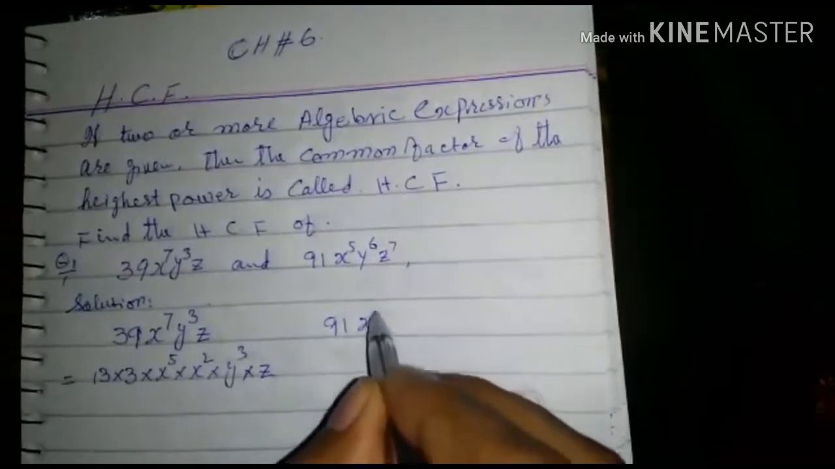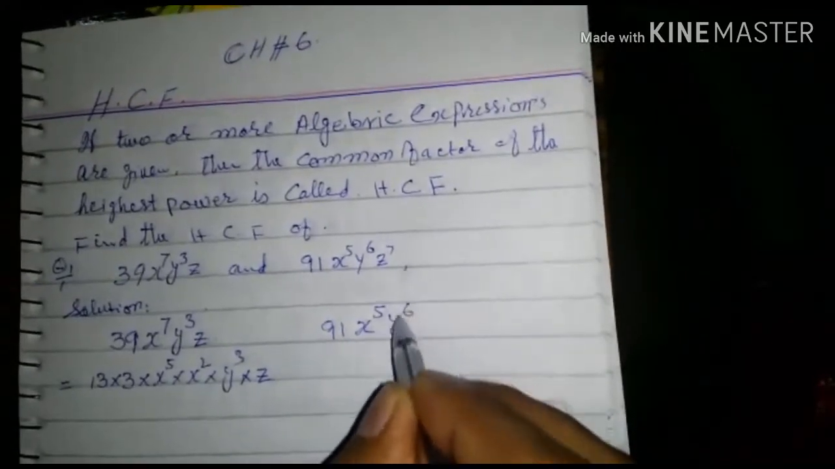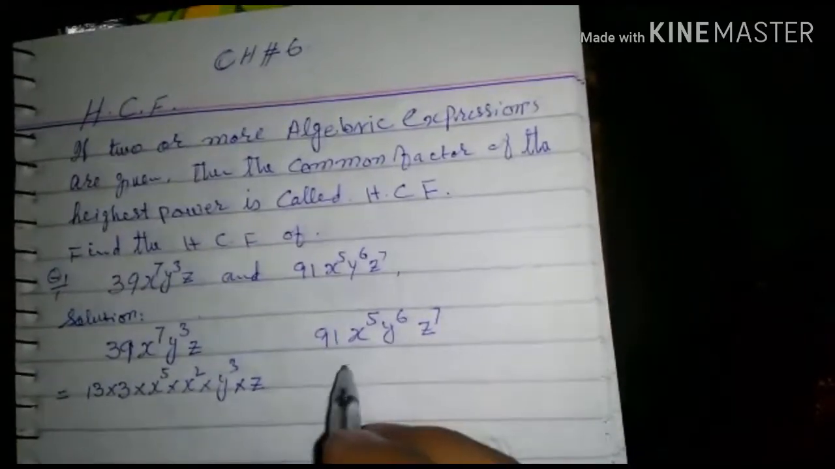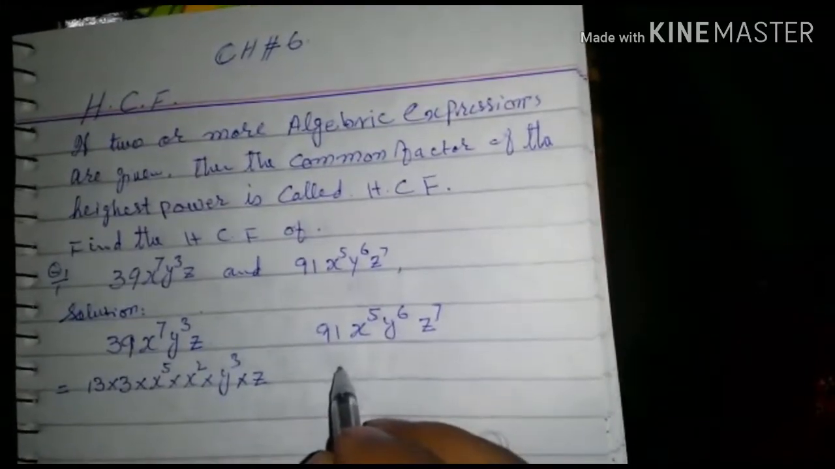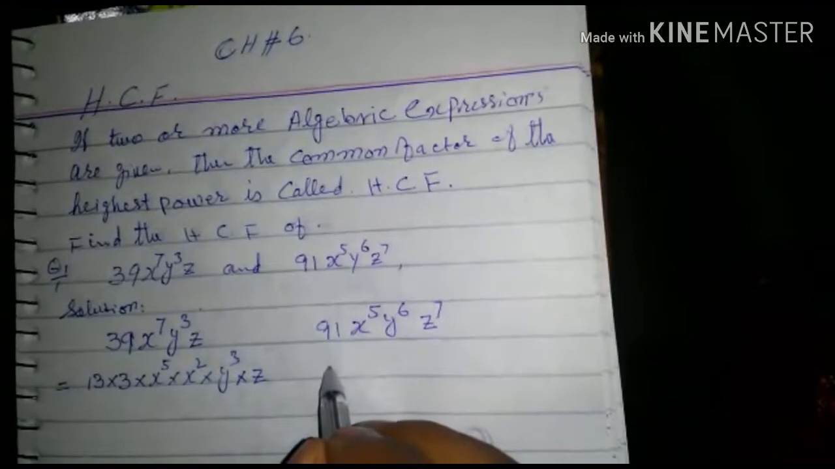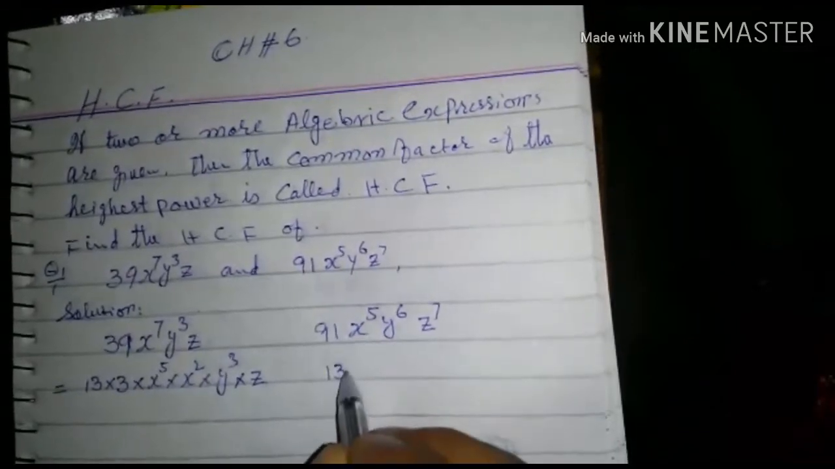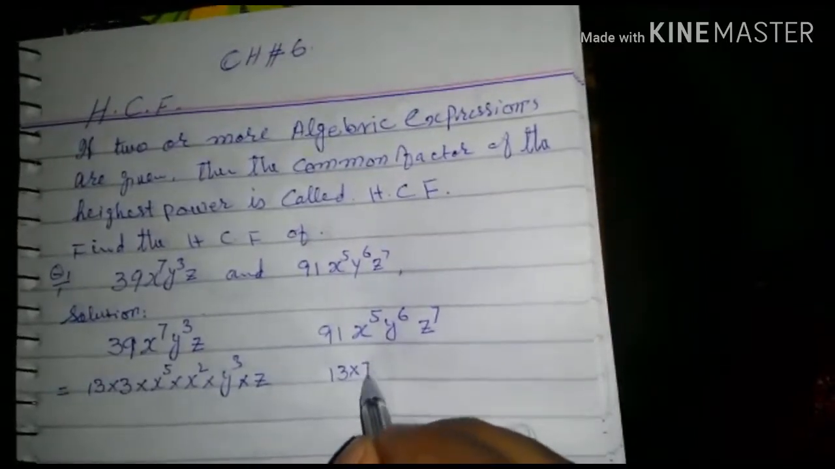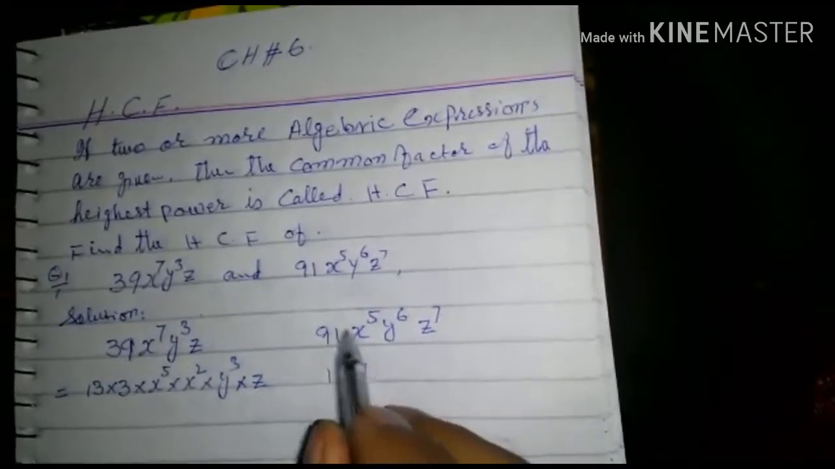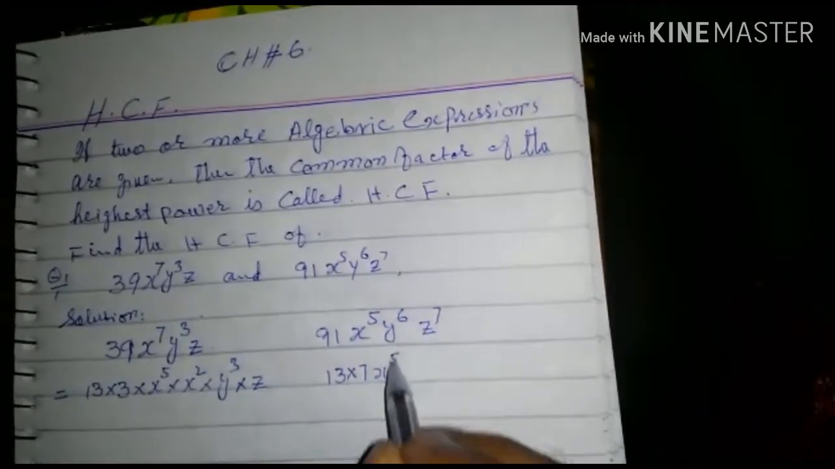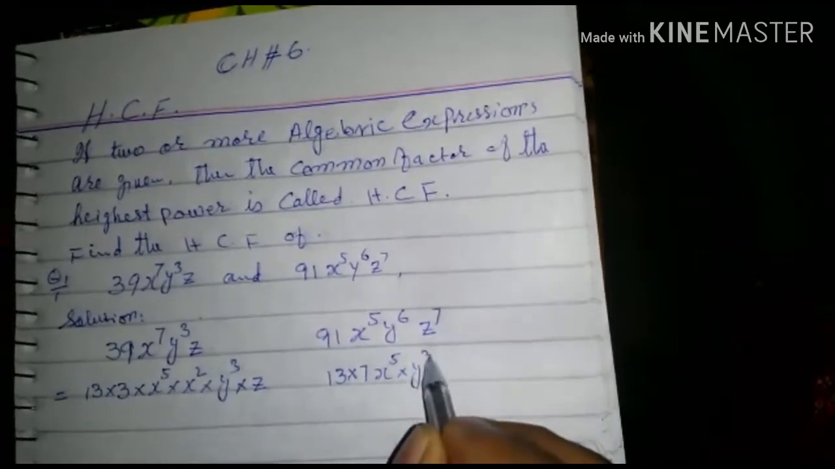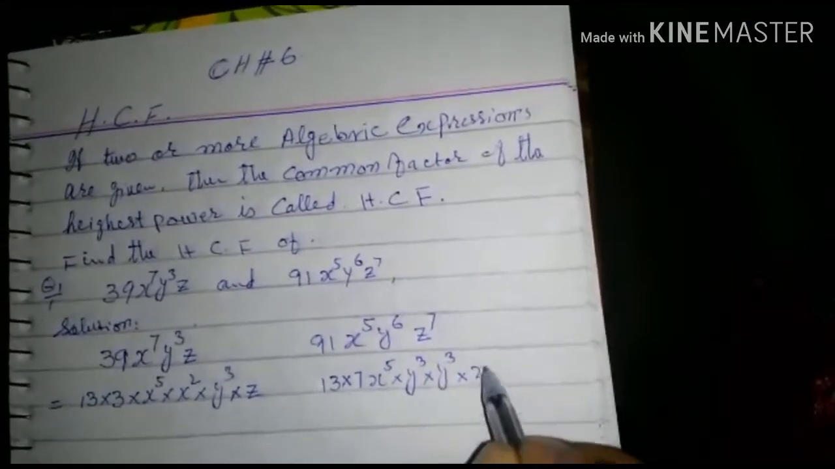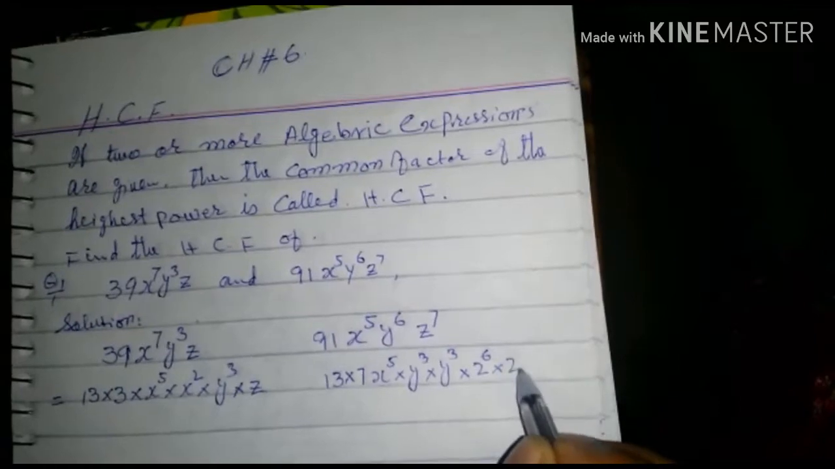91 x to the power 5 y to the power 6 z to the power 7. We write it as 13 into 7, 13 into 7 is equal to 91, x to the power 5, y to the power 3 into y to the power 3, into z to the power 6 into z.